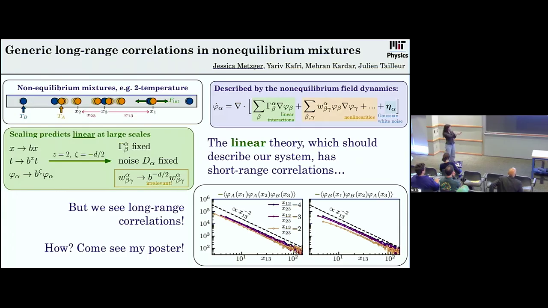Now, the disordered phase of a non-equilibrium mixture has to be described by field dynamics of this form, but it's easy to show through an elementary power counting analysis that all the nonlinearities in the disordered phase are irrelevant. So the large-scale physics should be described by the linear model, which is actually quite boring. All the correlations should be short range and so on, which explains why they haven't received that much attention. But when you do simulations of, for example, a two-temperature mixture in 1D, you see long-range three-point correlations. I can explain how that happens if you come see my poster.